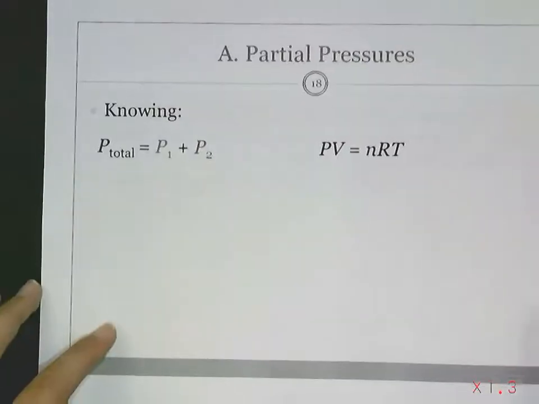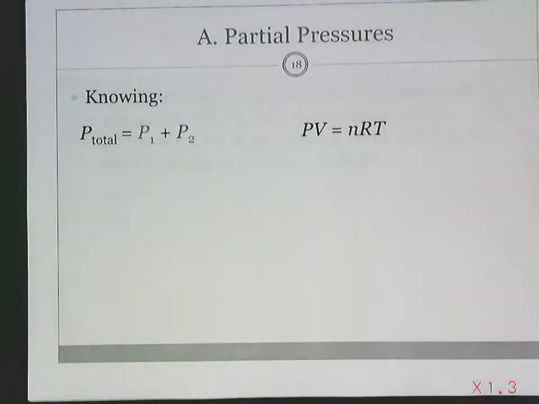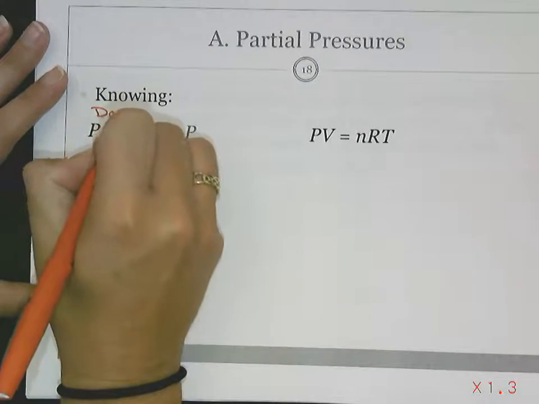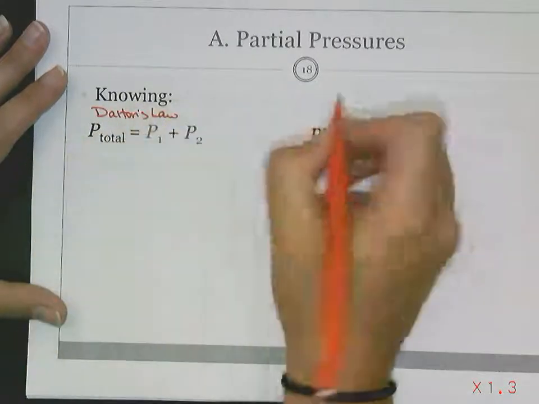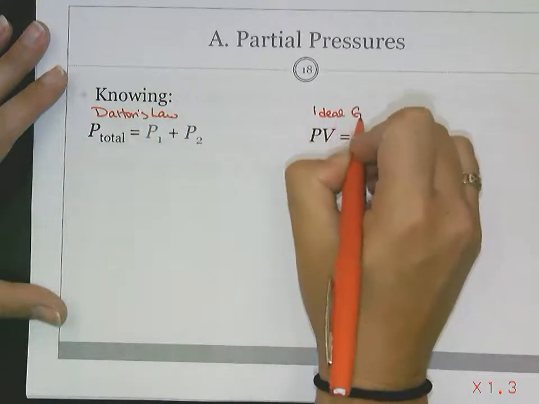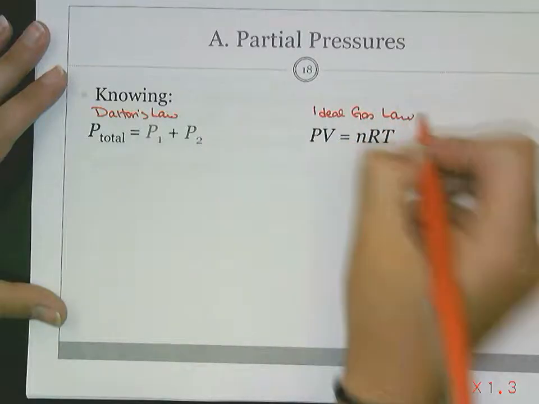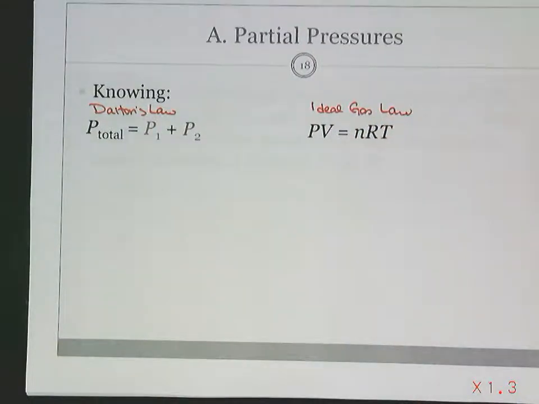There we go. All right, so knowing that the pressure total is the pressure 1 plus pressure 2, right? That's Dalton's law. And the ideal gas law. So I have the ideal gas law and Dalton's law. What letter do they seem to have in common? P, which means I can now do some substitutions in for each one of them.